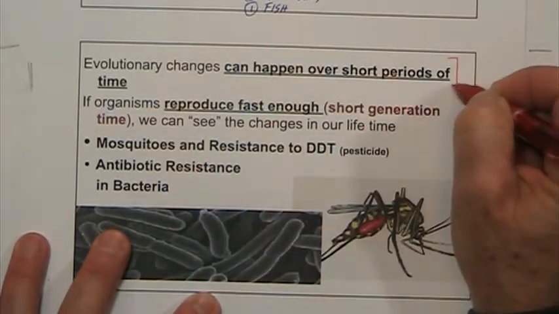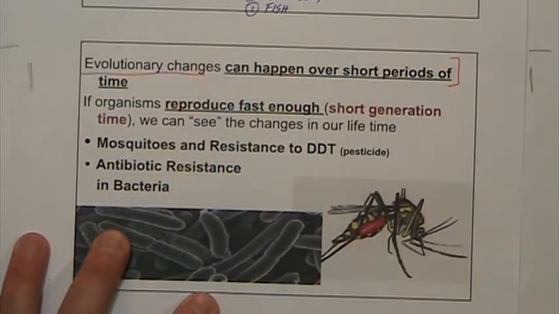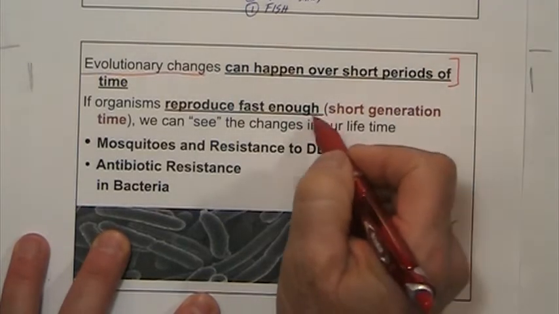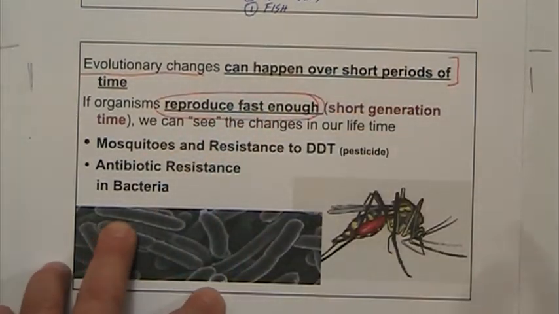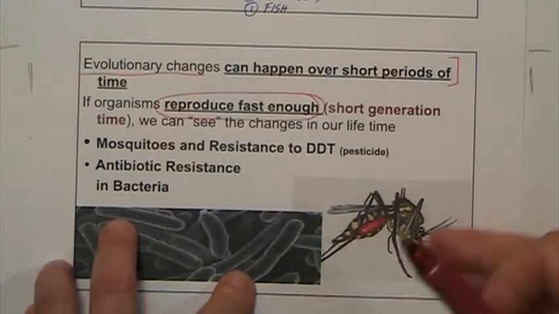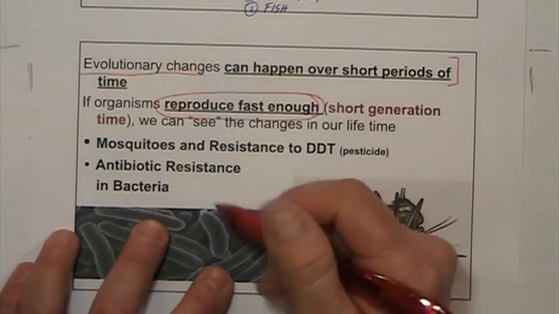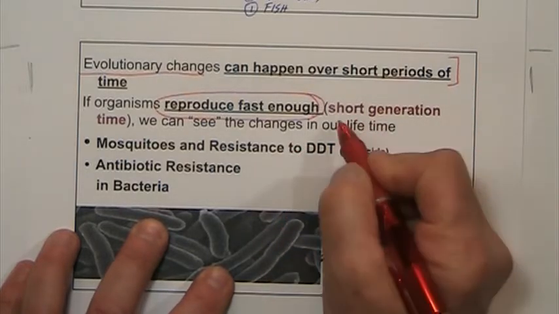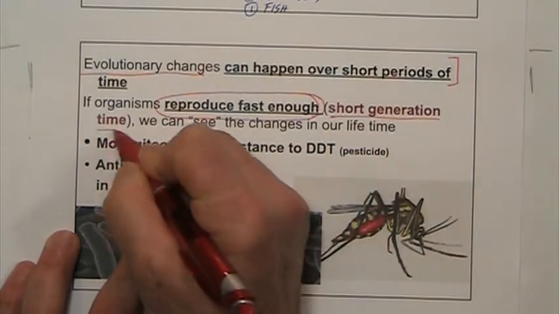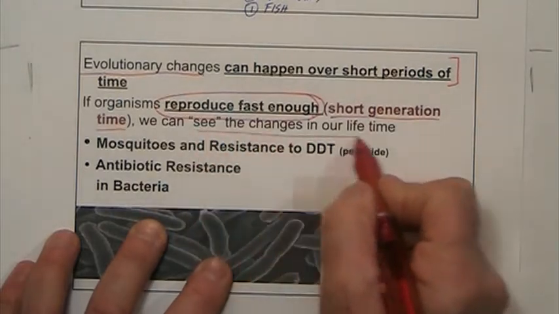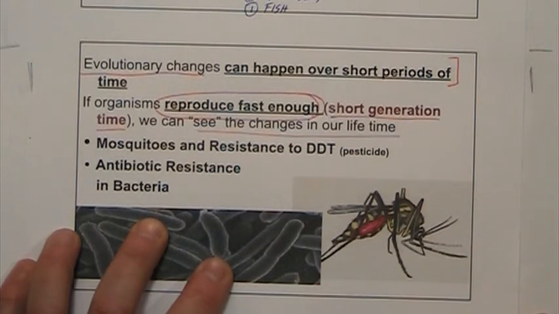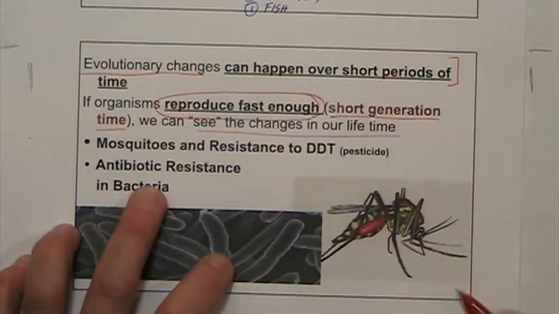Now, these changes over time, these evolutionary changes, can happen very fast. And one thing that you have to take into account is how fast an organism reproduces. Because remember that reproduction, your offspring, is actually the one that is surviving and changing. So, if you are an organism that reproduces fast enough, we call that a short generation time, we might be able to see changes very, very fast. For example, bacteria.